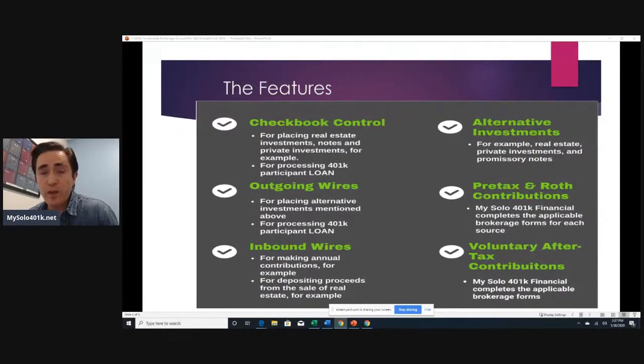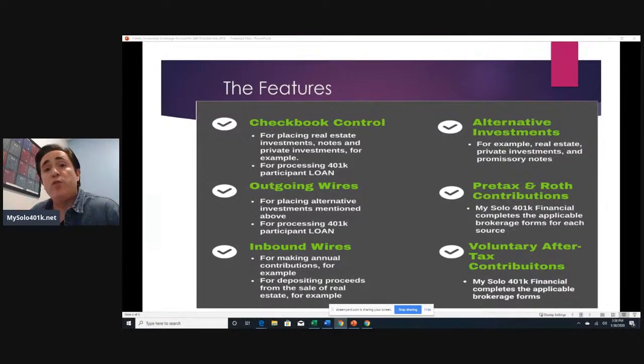Again, understanding the roles, because the account is governed by our IRS approved plan, you can do alternative investments like real estate and private placements, promissory notes, etc. Because it's governed by our plan, which does allow for Roth contributions, which does allow for voluntary after-tax contributions, you can have the accounts at Fidelity. Now, we prepare all the paperwork to open up those accounts as part of our services.